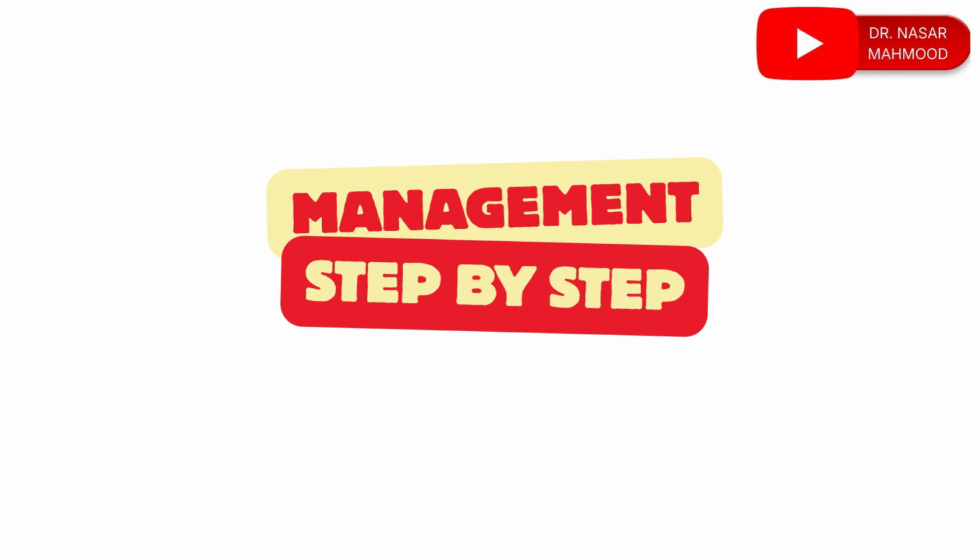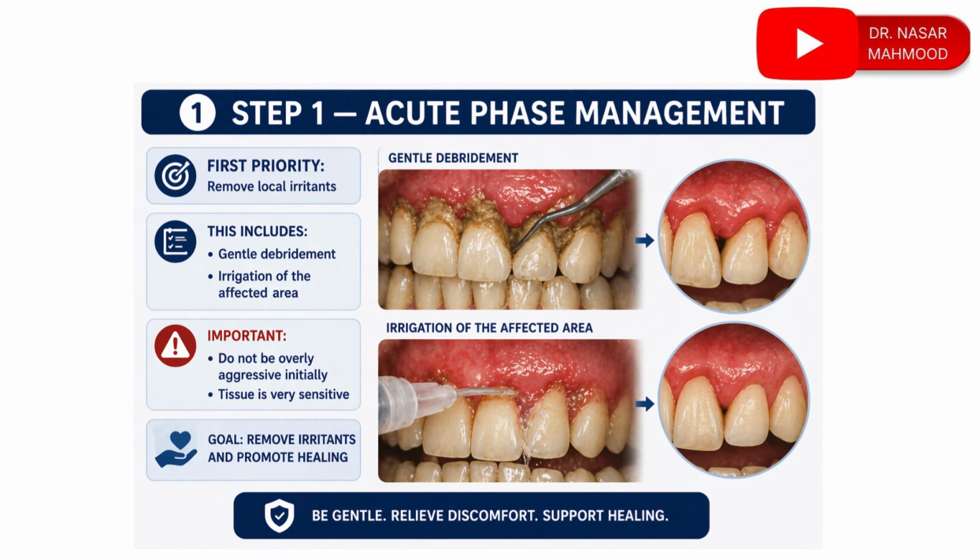Now, let's go through the management clearly. Step 1. Acute phase management. First priority, remove the local irritants. Now, this includes gentle debridement, irrigation of the infected area. Important to recognize that we shouldn't be overly aggressive initially. The tissue is very sensitive.